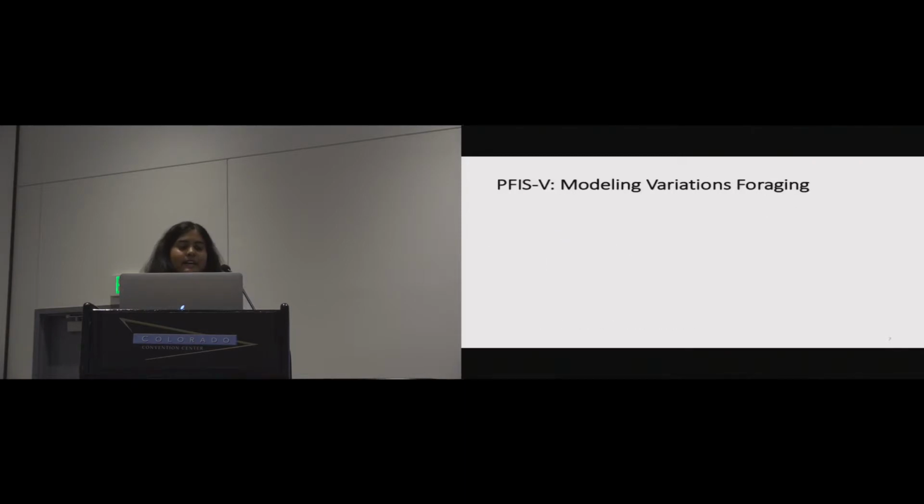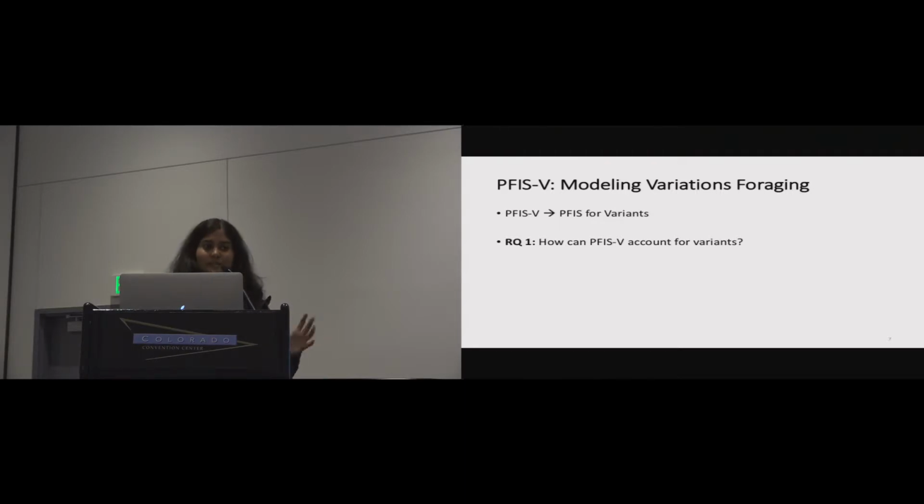But we want to understand how programmers forage in the presence of multiple variants. So PFIS is not enough. We extended PFIS to PFIS-V, which literally stands for PFIS for variants. And here are our research questions. The first one is, how can PFIS-V account for variants?